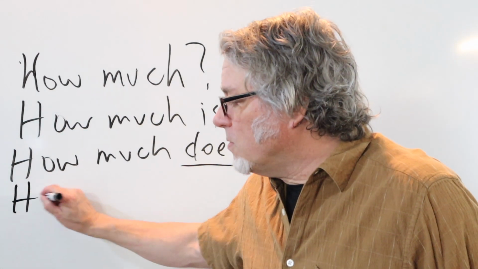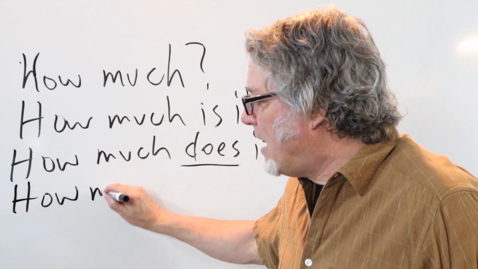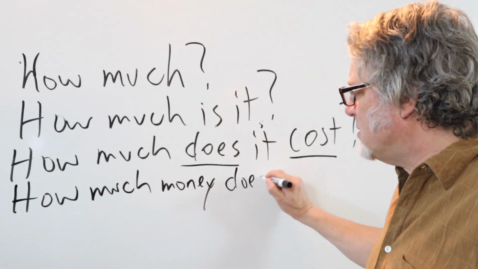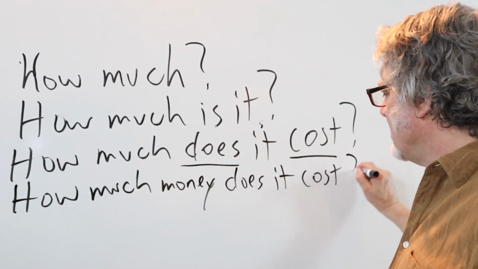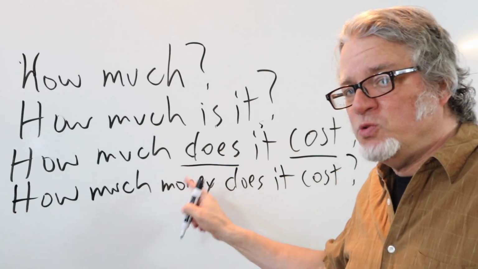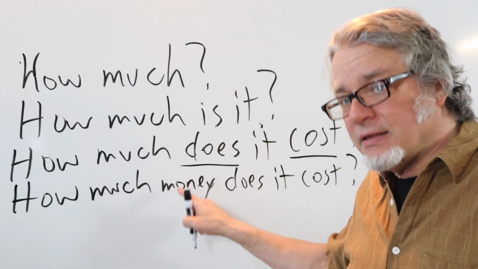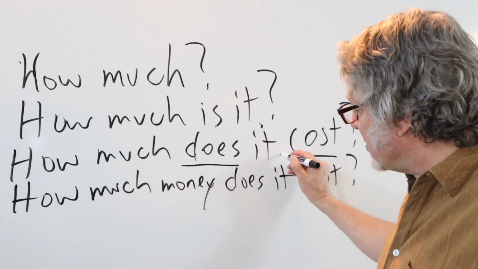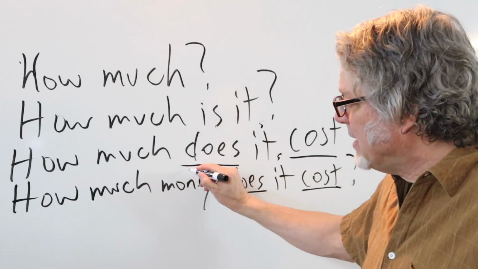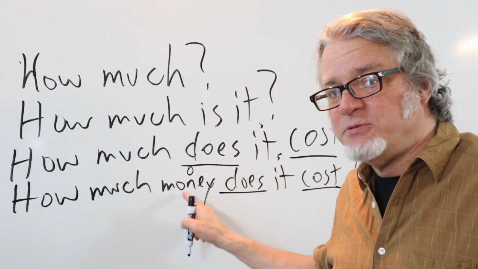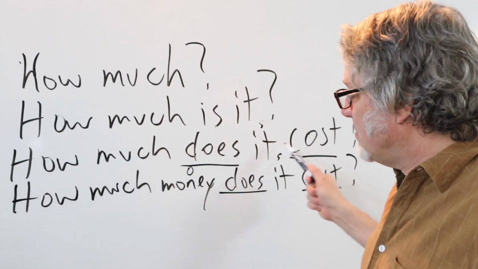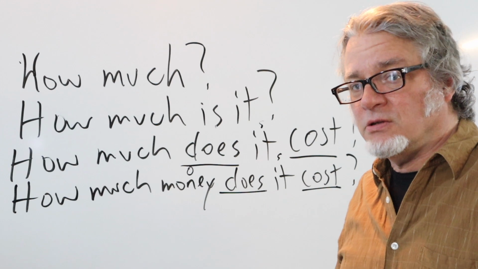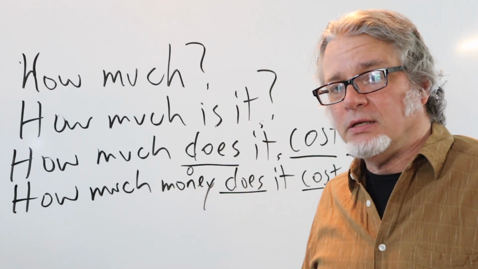You could also ask, how much money does it cost? This is not necessary, but if you do use the word money, this is the object. The word it is still the subject. Here's the verb, and then money is the object. This is sufficient when asking about the cost. You don't have to use the word money.